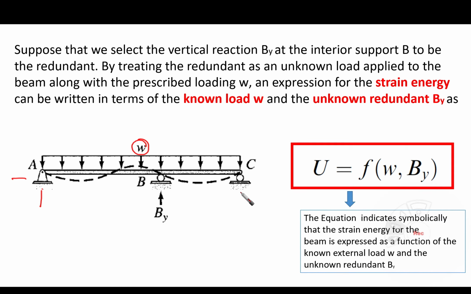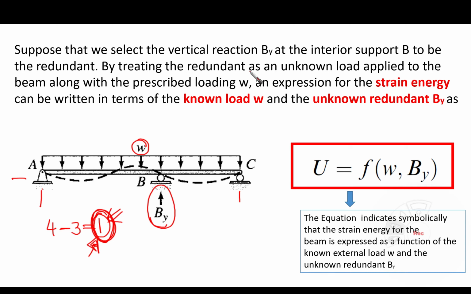This means that we have 4 unknowns and 3 equilibrium equations. This means that our system is once statically indeterminate. Let's assume that we are going to take this vertical reaction here, which is By, at the interior support B, to be our redundant. It is going to be our redundant because we have only a once statically indeterminate system, meaning that we need only one redundant to work on.